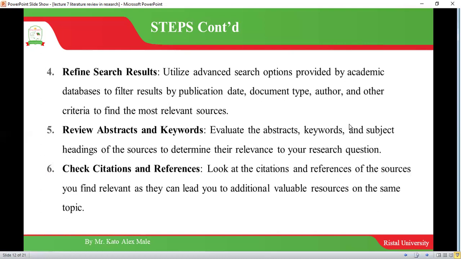Then the other step is check citations and references. This step wants you to look at the citations, we have talked about them, and references of the sources that you find relevant, because these ones can add value, can be additional valuable resources on the same topic. In other words, someone who will be reading your work, after also reading through your references, they will see really the significance of your research. I guess that one is also clear.